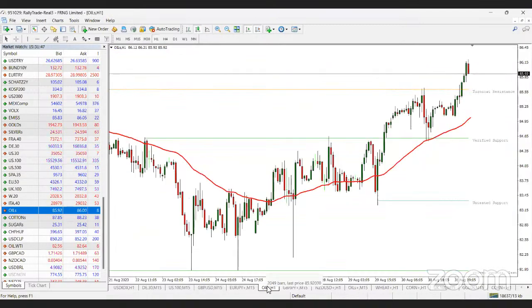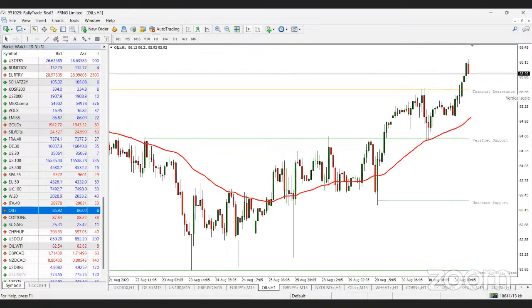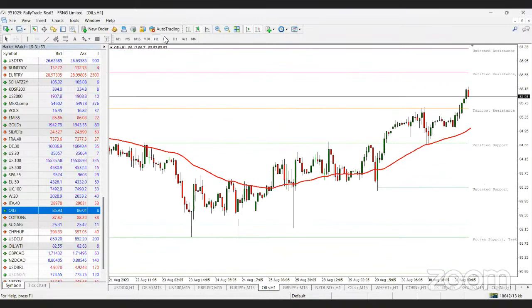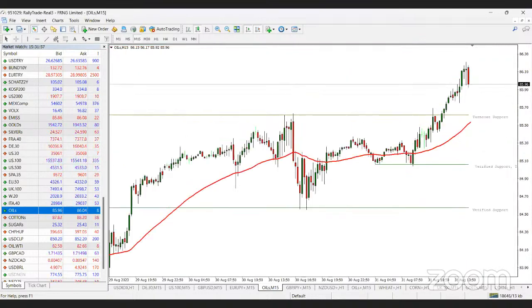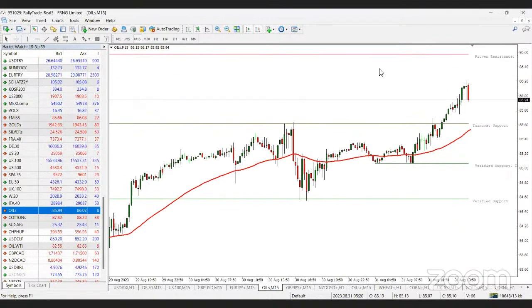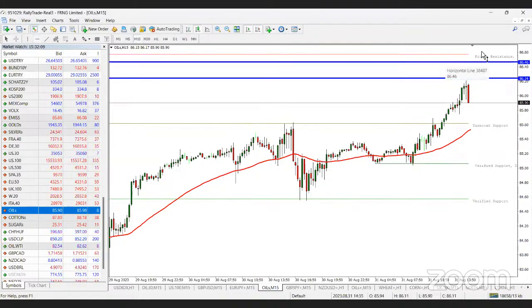Did we do oil? We didn't do oil. Let's look at oil now. So what do we have for oil? For oil, what I would advise us to do, we have a hanging man here that signifies a bearish move. So if you're taking a buy on oil, look out for a buy at 86.24, take profit at 86.46.